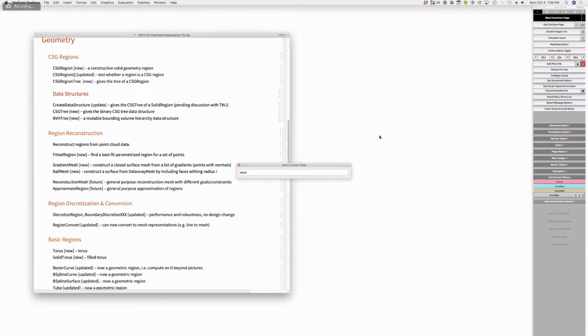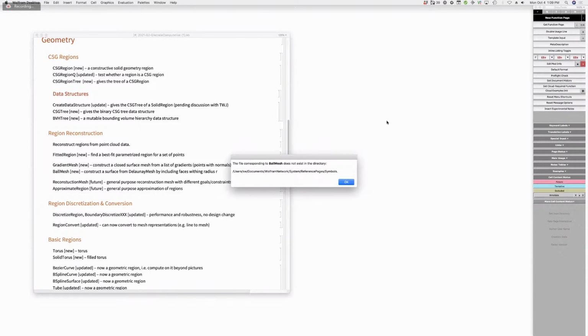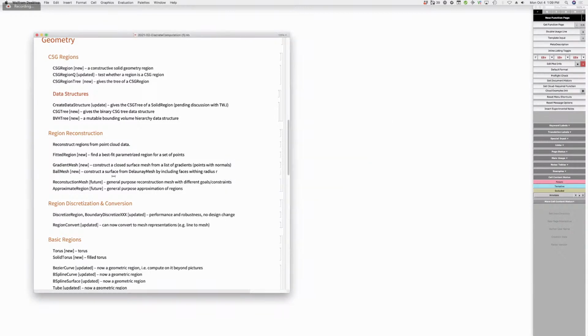By the way, I assume I can look for ball mesh. But hold on. Where is it? Sorry, can I find this, please? Where is it? Concave hull mesh. Yeah, it's still called concave hull mesh.